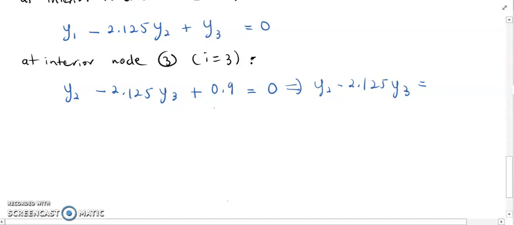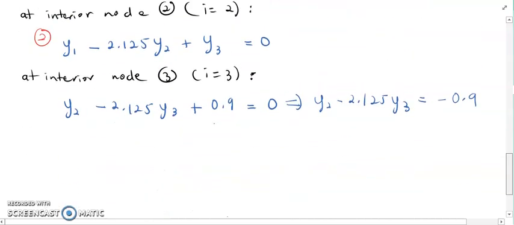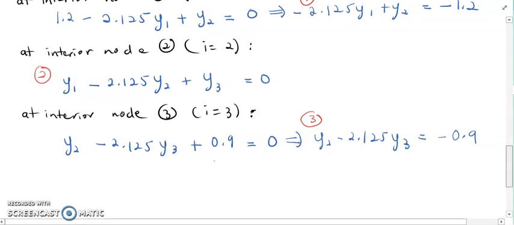equals to negative 0.9. And from these three equations, equation 1, equation 2, and also equation 3, I can transform this into a matrix equation. But before that, let me rewrite the three equations.